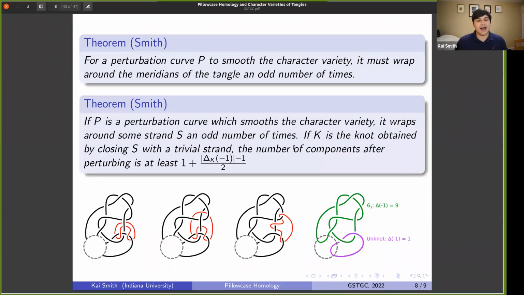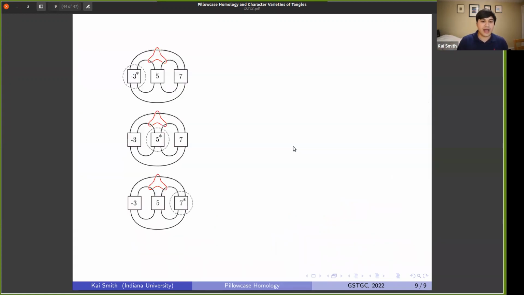However, some of the things I've been working on is to compute the perturbed pillowcase homology for a bigger class of knots, and that includes pretzel knots, which are knots like these. It's the knot in black, and then in the boxes, imagine two parallel vertical strands with the prescribed number of half twists that are on the box. So I've computed the pillowcase homology for many of these pretzel knots.